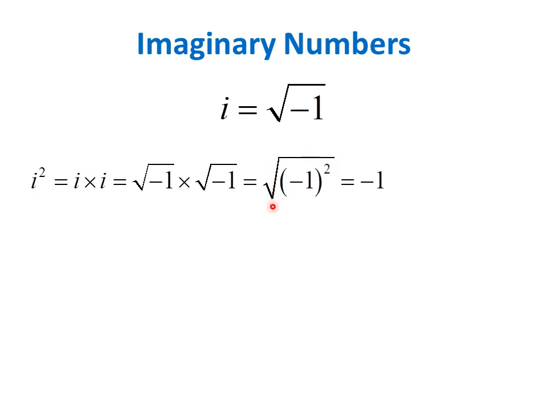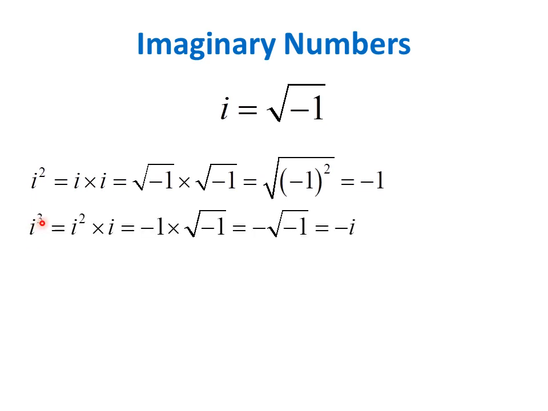Since getting the square root is the inverse of raising the base to the exponent 2, these two operations will cancel out and we are left with -1. Therefore, we have to remember that i squared is not +1 but rather -1.